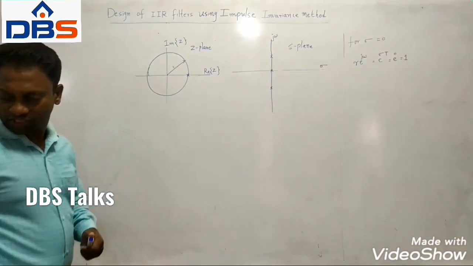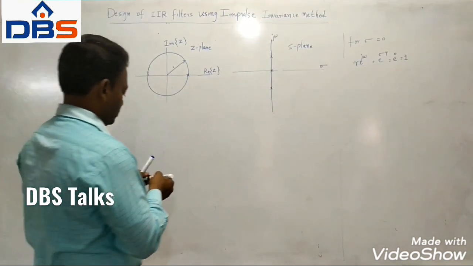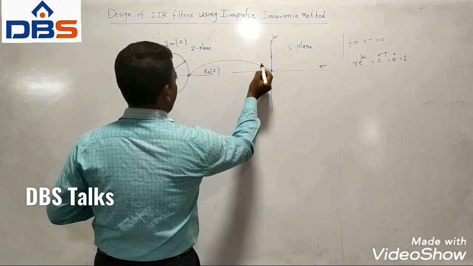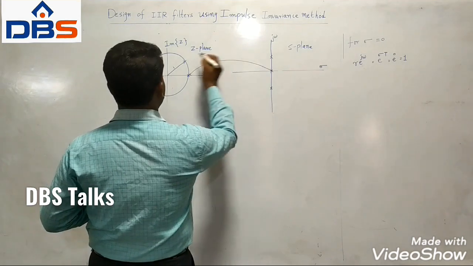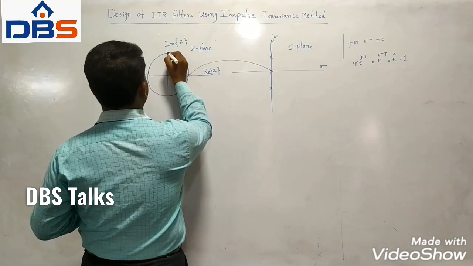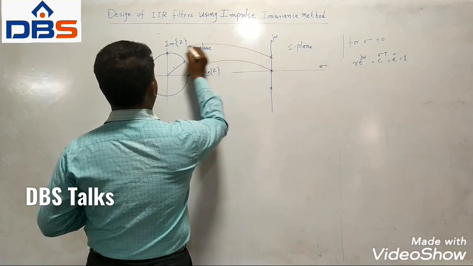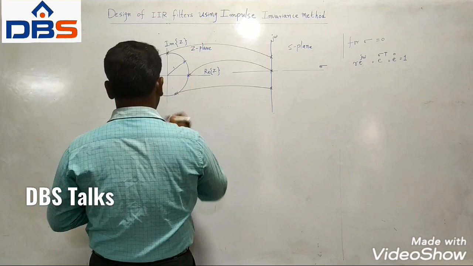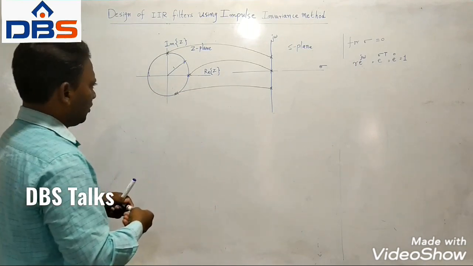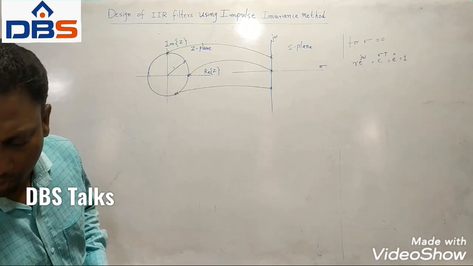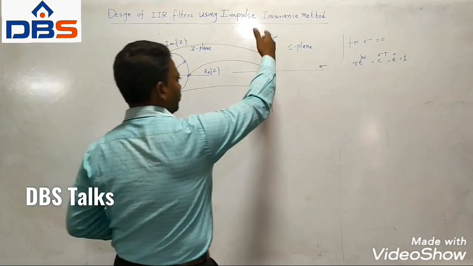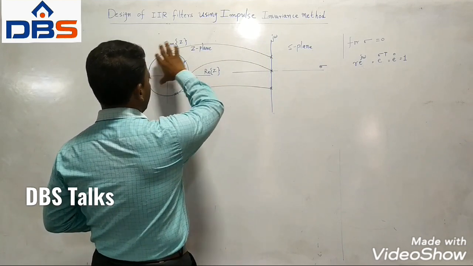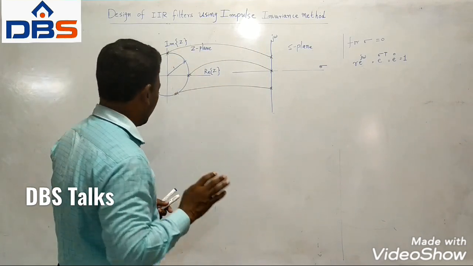Okay, the mapping takes place like this. See, this pole is mapped to here, and the next pole is mapped somewhere here. This pole is mapped here, and another pole like this. Mapping takes place. You can have more number of poles. If any pole is located on the j omega axis, all the poles are mapped onto the circle. That is the important point.